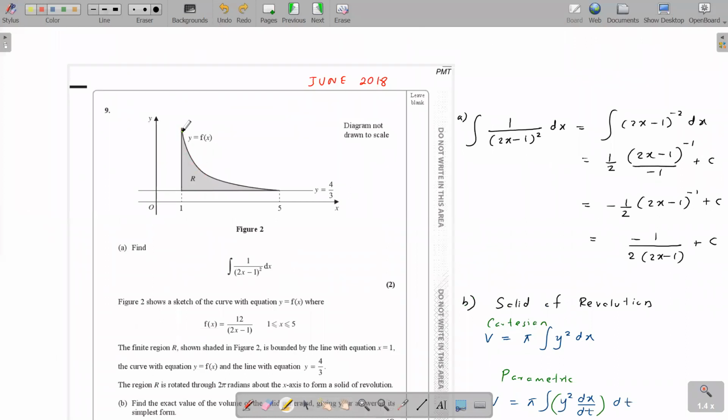So when you rotate, in volume of revolution, basically what we do is we take this curve and rotate it 360 degrees around the x-axis, or we rotate it 2 pi radians around the x-axis. Basically, you end up creating a 3D solid object. So when you rotate 360 degrees around the x-axis, you end up creating a solid 3D object.